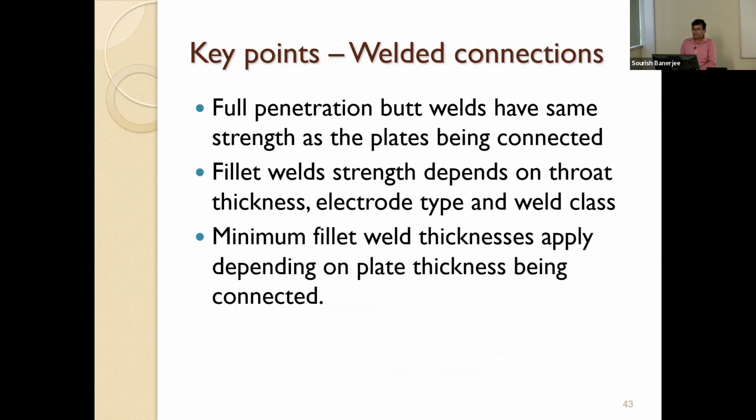So the key points for the welded connection: full penetration butt welds have the same strength as the plates being connected. Very important. Fillet weld strength depends on the throat thickness, electrode type, and weld class. Very important, because for the fillet weld, they are using a welding rod, that's the electrode. And the class of weld affects the strength significantly. Minimum fillet weld thickness is applied depending on the plate thickness being connected. So this is also an important one.